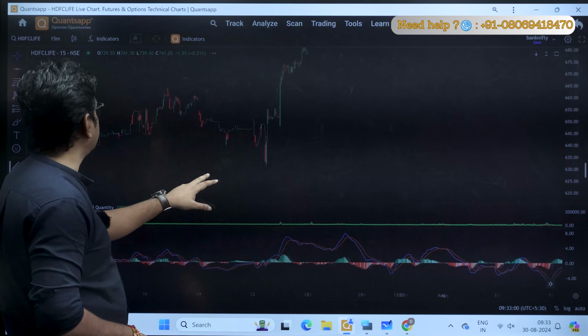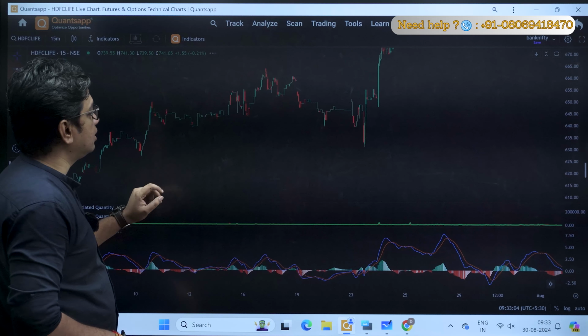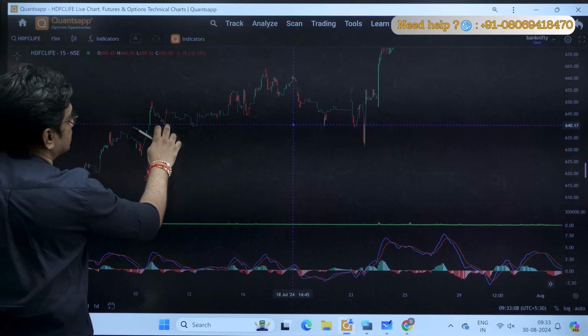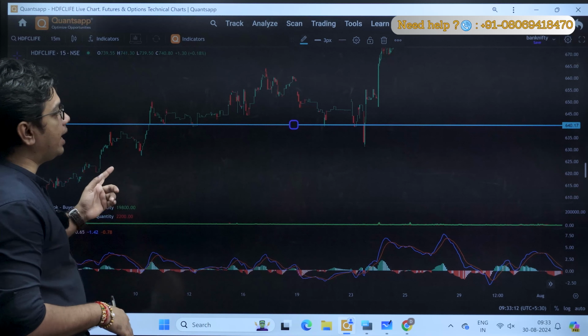Now I am going to find the perfect support. If I find the perfect support, then only I will take the trade. Now here you can see this is a support level. Why have I chosen this?